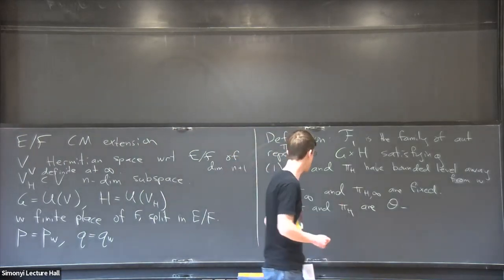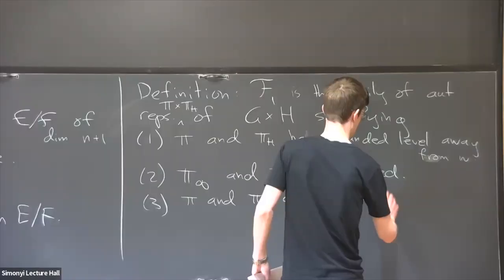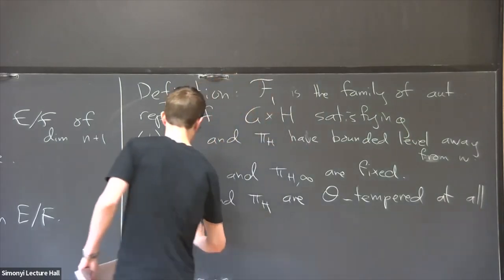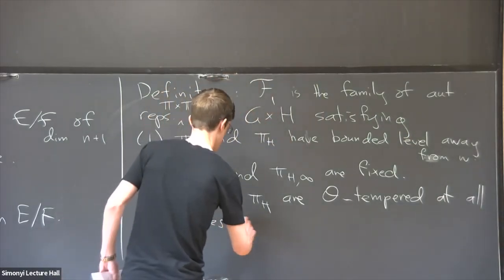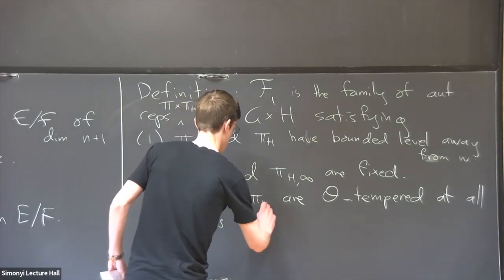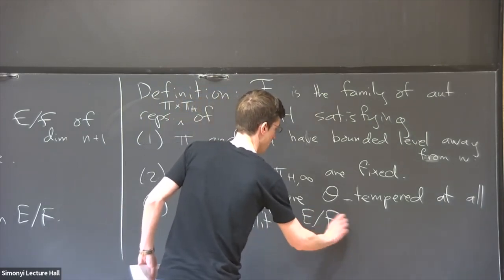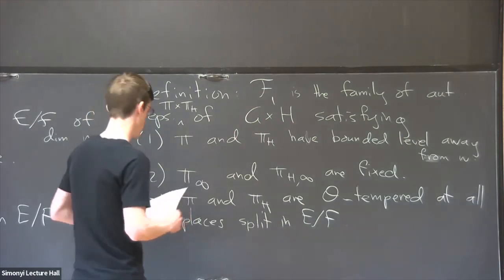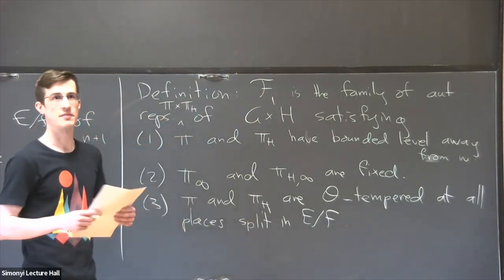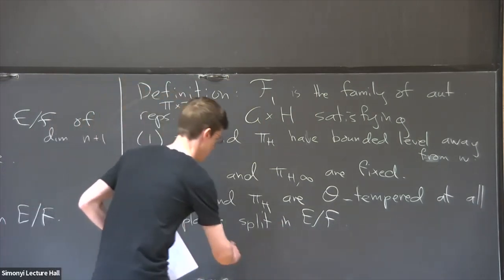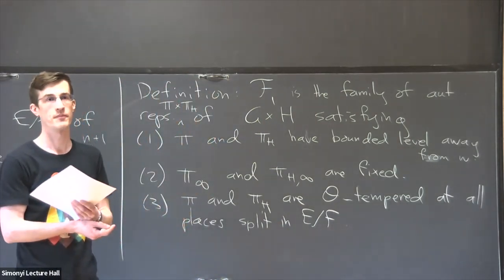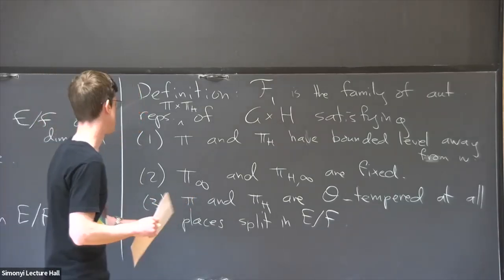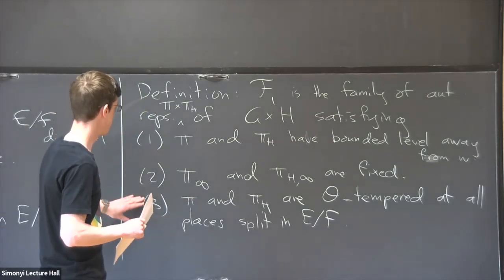So the third condition is temperedness. So pi and pi_H are theta-tempered at all places split in E over F, with maybe finitely many exceptions. And theta-tempered means that the Satake parameters are bounded. Don't you have, in these definite cases, maybe Ramanujan's already known, but anyway. Oh, yeah, of course. Sorry. Forgot about that. Yes. Anyway, that's a minor point. So we can assume it's tempered.